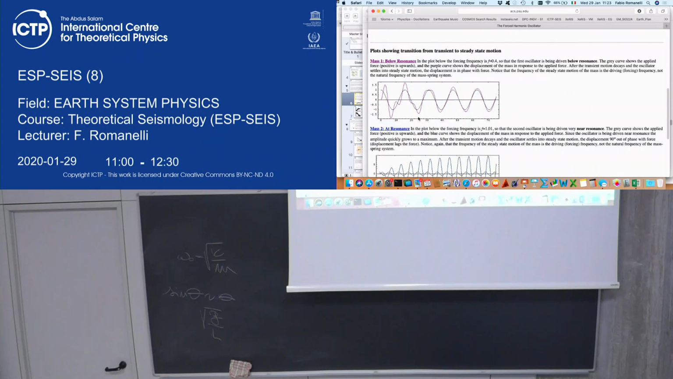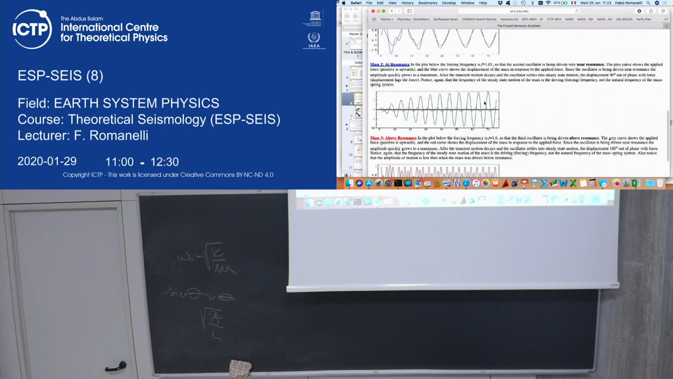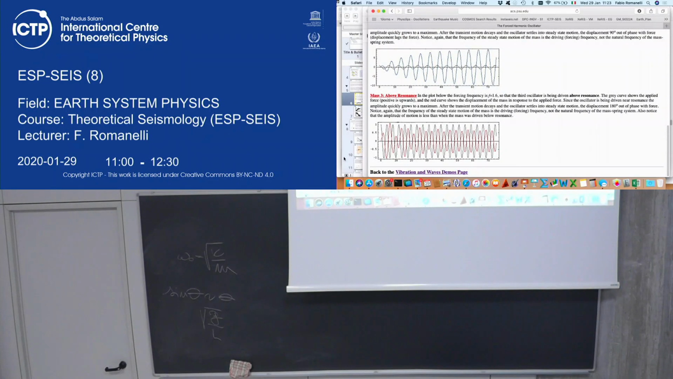In time domain, that was the situation. The transient, the stationary. The transient, the stationary. But look at the amplitudes. That's resonance. Here, transient, stationary.